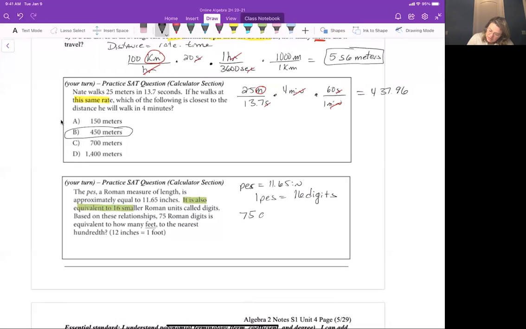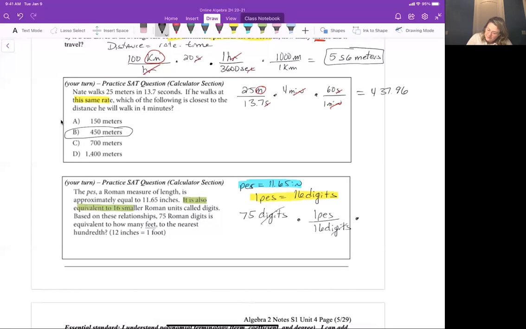75 digits equals how many feet? I've got to get digits to feet. Well, first thing I can do is go from digits to pes. So I'm going to multiply 1 pes over 16 digits. How did I know to put the digits on the bottom? Because I need digits to cancel. Now I'm in units of pes. I'm trying to get to feet. Well, I have a conversion up here that they gave me, pes to inches. That's getting me a step closer.